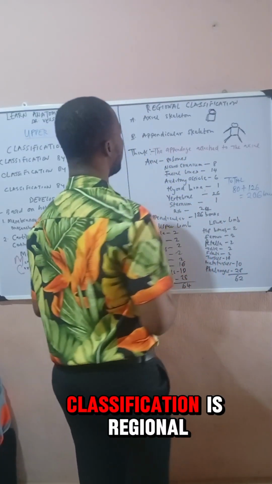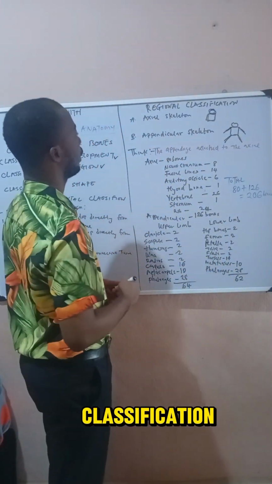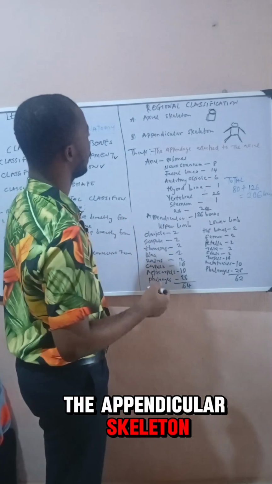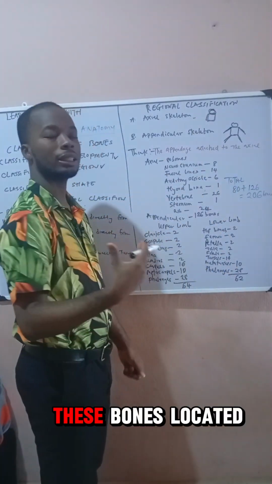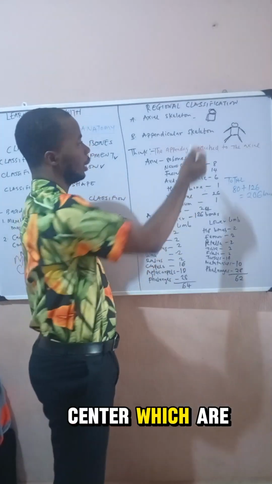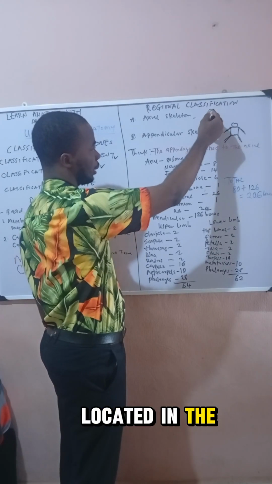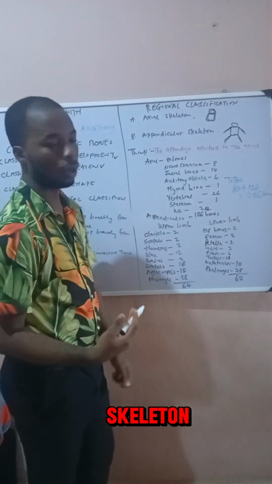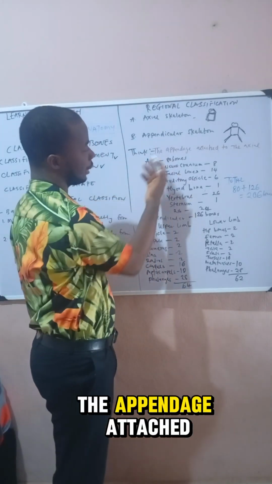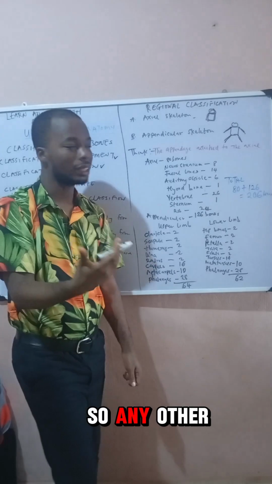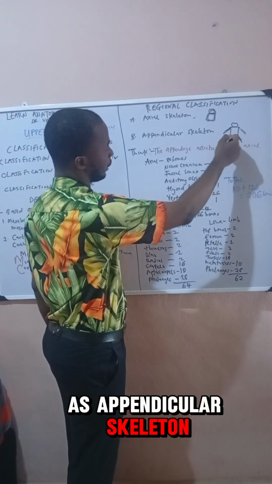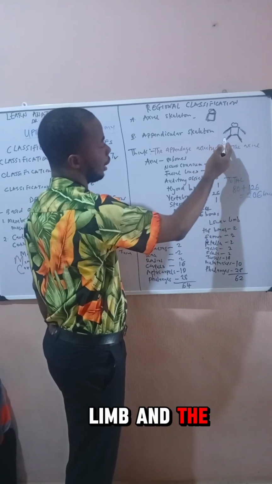Now, the next classification is regional classification, and we have two types. We have the axial skeleton and we have the appendicular skeleton. For axial skeleton, we're looking at the bones located in the middle or in the center, from the head down. The bone located in the center is regarded as the axial skeleton. While for the appendicular skeleton, we're looking at the appendages attached to the axial. So any other thing that is attached to the axial is what we regard as appendicular skeleton, such as the upper limb and the lower limb.